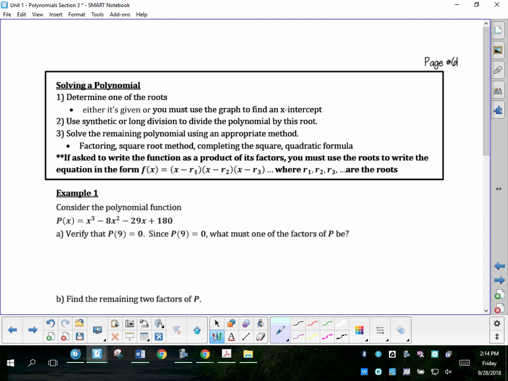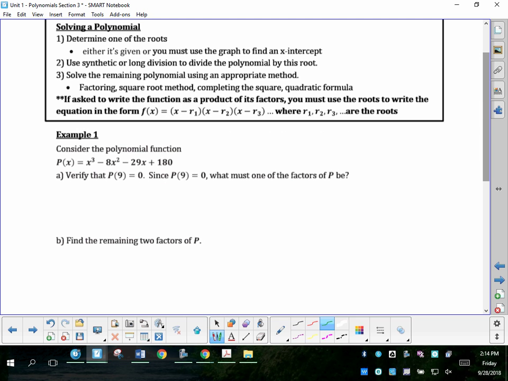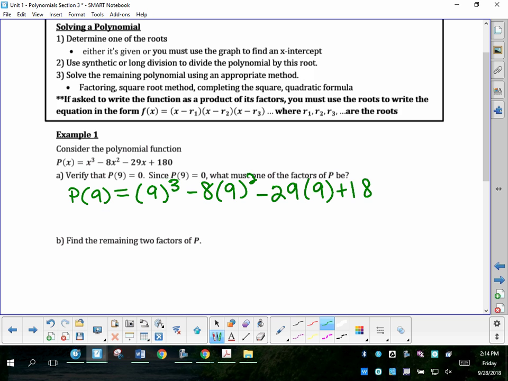Yeah, we've got to plug 9 in for the x and show that it's going to be equal to 0. So I go over here, let's write out p of 9. And it's going to be, now this is another part where it's awkward. Show me the replacement in parentheses: 9 cubed minus 8 times 9 squared minus 29 times 9. And then our last one is plus 180.